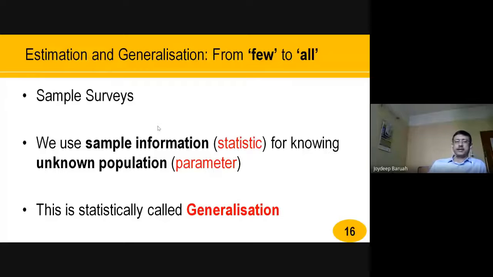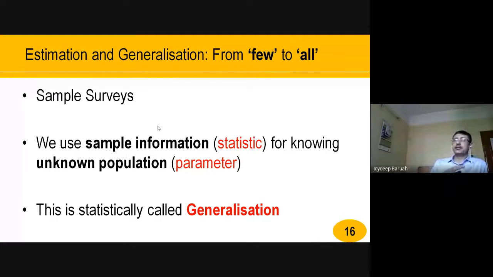So what is estimation and generalization? We estimate the sample information. If we collect, suppose, 100 data, we try to estimate from those 100 data the sample information. This is called the statistic. We estimate the statistic. The sample information, the sample characteristics, is called statistic, not statistics. It is called statistic.